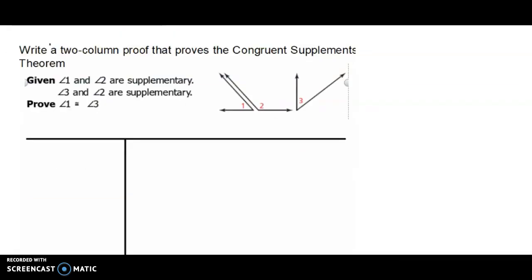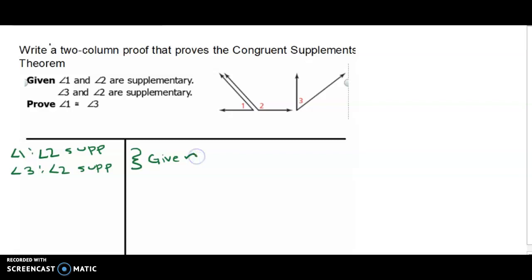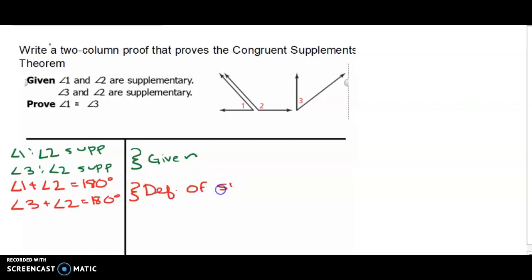All right, guys, here's another proof where we have to fill out both sides of the equation. So we're given that angle 1 and angle 2 are supplementary. And we're also given that angle 3 and angle 2 are supplementary. These two are given. Okay. Well, if they are supplementary, what does it mean to be supplementary? Hopefully you know by now that supplementary means that if you add them together, they equal 180. So this would be just the definition of supplementary.